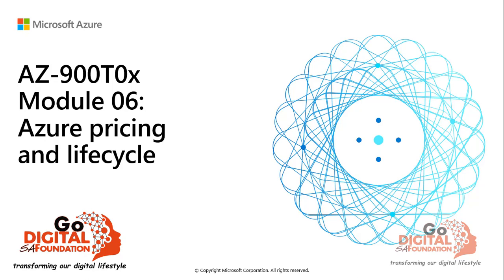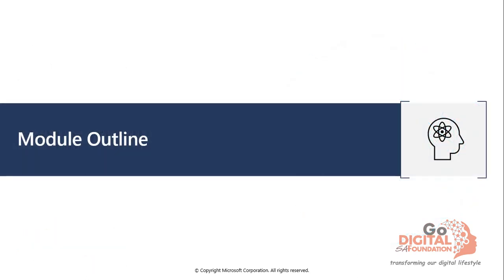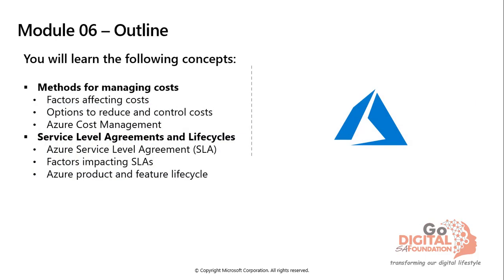Okay, let's continue to the Azure pricing and life cycle. It's also on skill pipe. So this module is the shortest module in the whole book, I hope so.